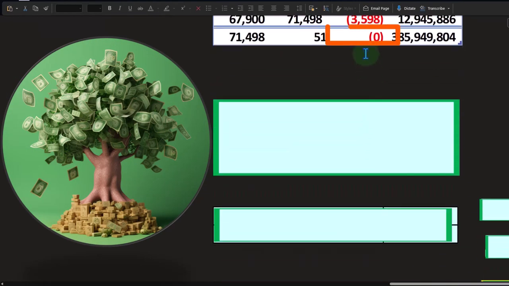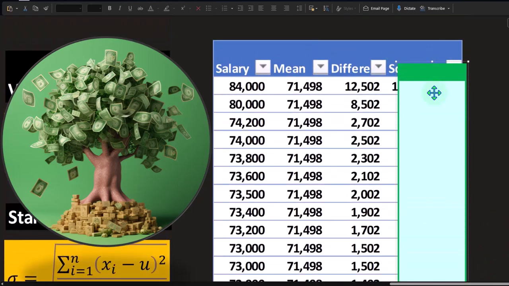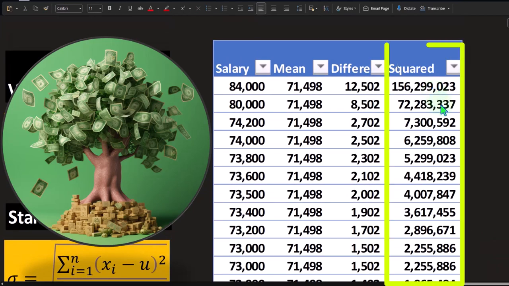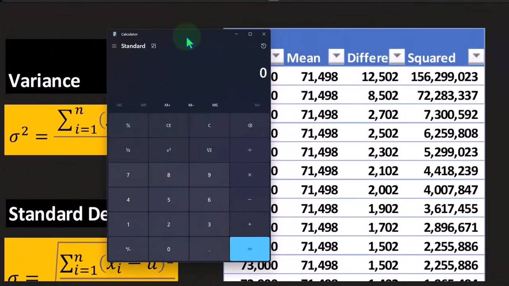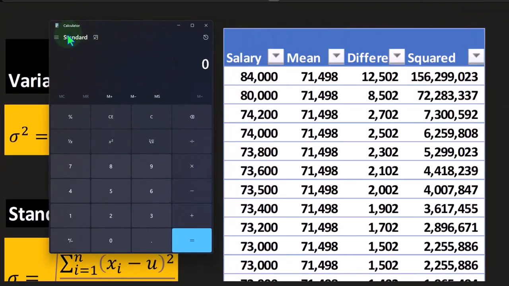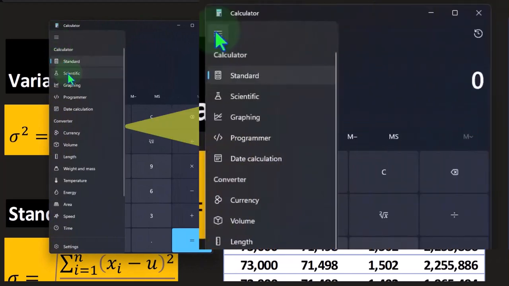If I sum them up, I add up to zero, just the same thing. But now I'm going to square those items. So you end up with some larger numbers. Now, if you did this with your calculator, you might want a scientific calculator to do this.